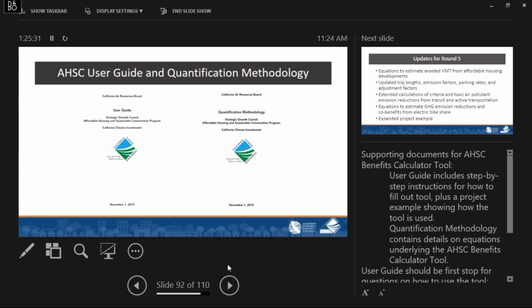Two documents, the AHSC user guide on the left and the quantification methodology on the right, support the benefits calculator tool. The user guide includes step-by-step instructions on how to fill out the tool. It also has a project example showing how the tool is used. The quantification methodology contains details on the equations and data underlying the benefits calculator tool. So if you have questions about how to use the tool, the user guide should be the first stop. For questions about what's going on in the tool, the quantification methodology is the first stop.